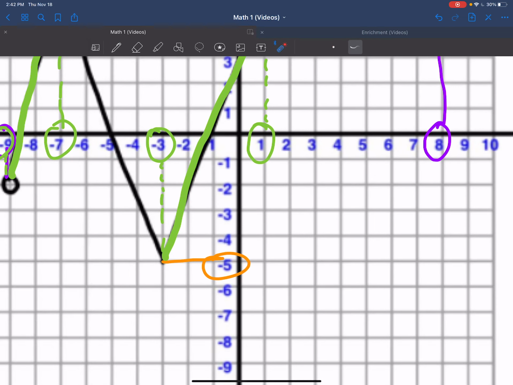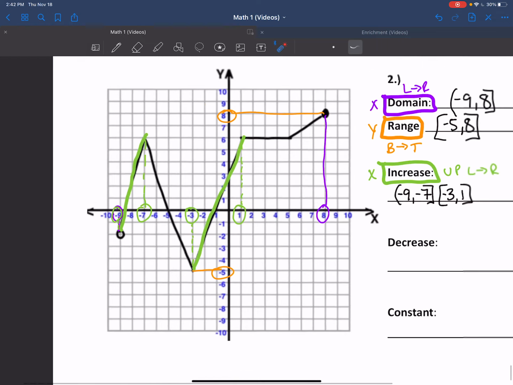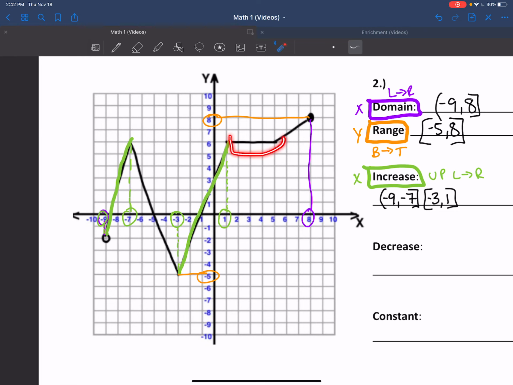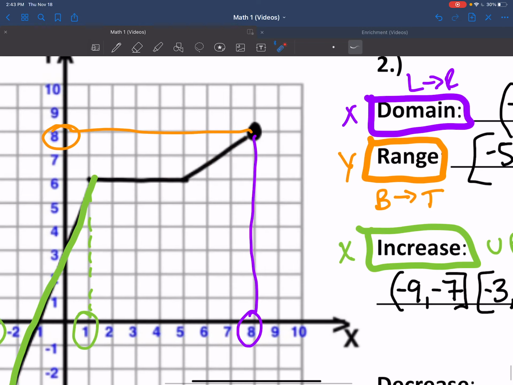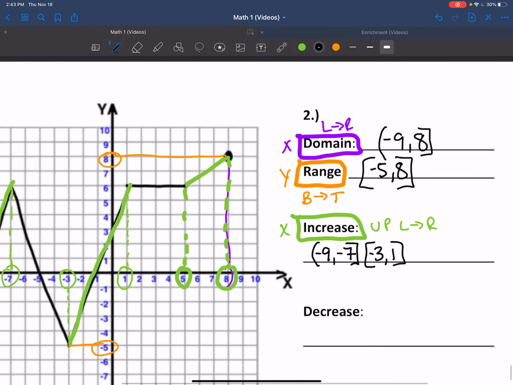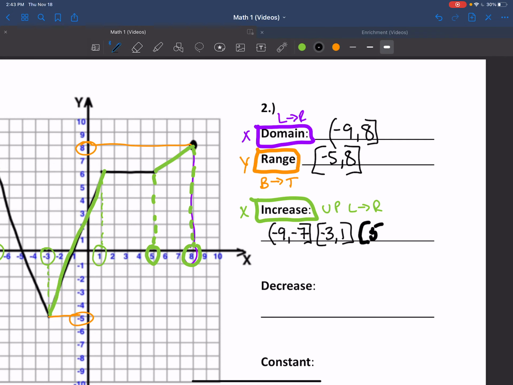Now be careful. A lot of students, when they go from left to right, try to use this negative 5. No, no, no. That's a y-axis. We want to use x-axes, okay? Looking at the next chunk here, that is not going up, but the last chunk is going up. So I'm going to color that in my increase color. The x on the left is a 5. The x on the right is an 8. So I'm going from 5 to 8, and these are closed brackets because the 5 is on the line and the 8 is a dot.